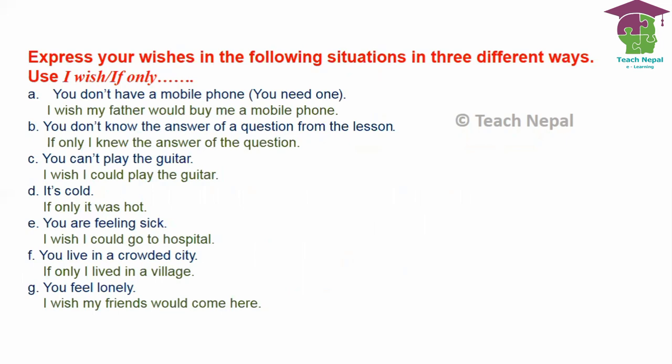Number A, you don't have a mobile phone, you need one. I wish my father would buy me a mobile phone, right? Or if only someone would gift me a mobile, right? In that way you can make sentences. Or I wish I had a mobile phone. You will be doing this in this way.